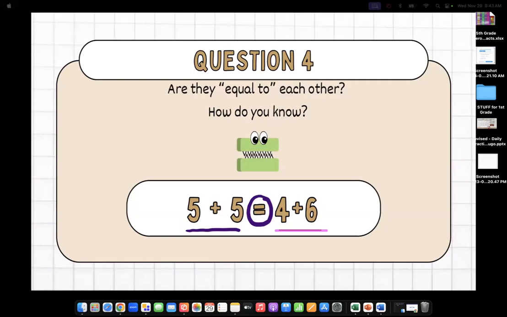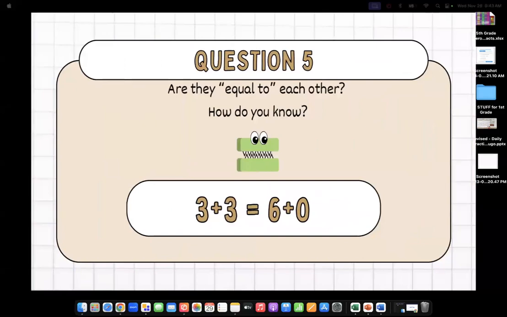So if you need to kind of block off, let's see, if you can block off and not see this side and pretend it's not there and hide it away, that would be amazing. Maybe even like a Post-it over it. So one side at a time. Yep. 5 plus 5 is 10. And 4 plus 6 is 10. So that is going to be equal.